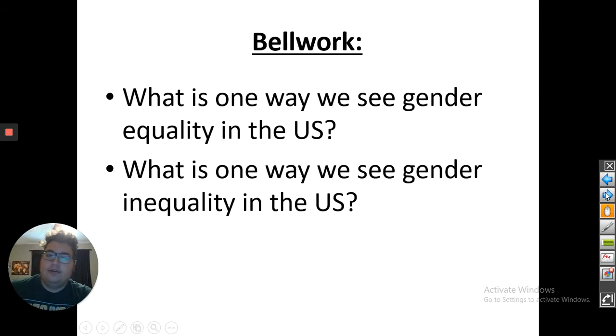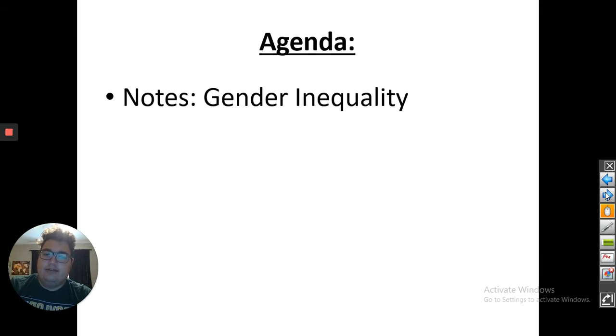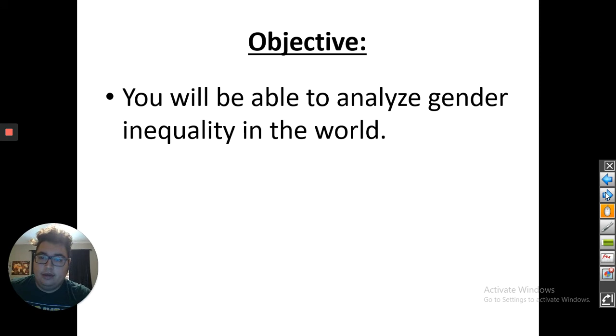Okay, there. So your bell work, do these questions. What is one way we see gender equality in the United States? What is one way we see gender inequality in the United States? And so this is going to be over gender equality and inequality. And so we'll be looking at the inequality of gender in the world.